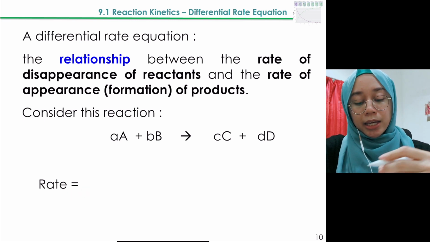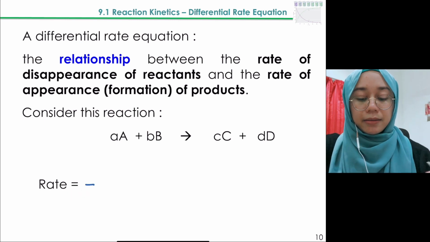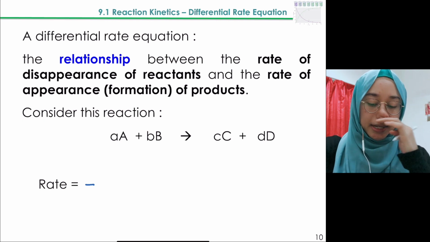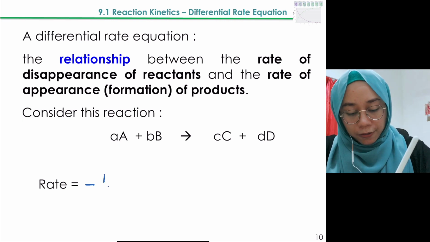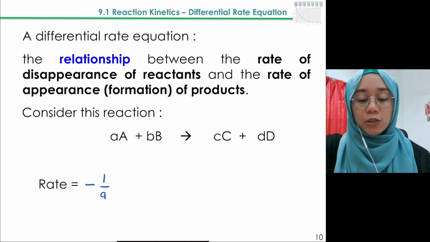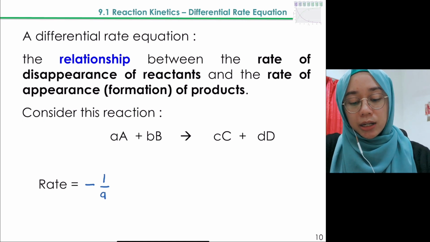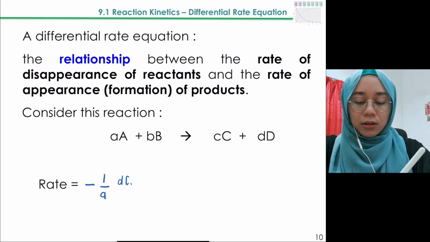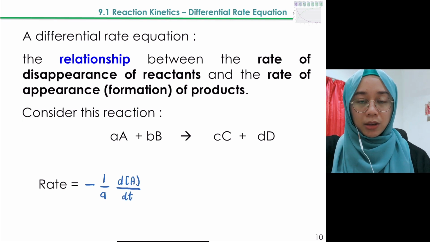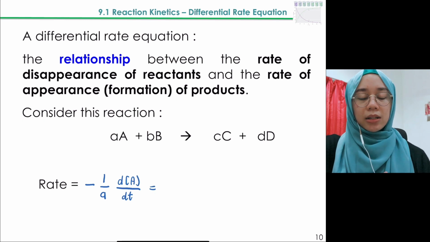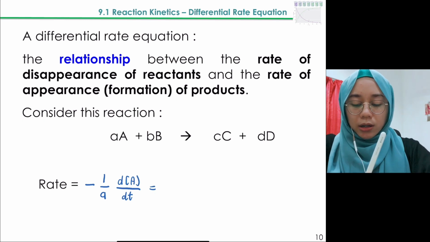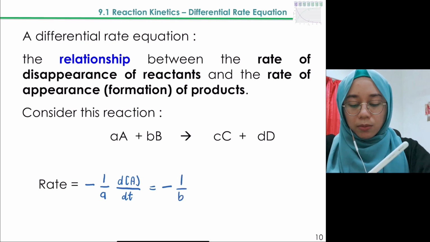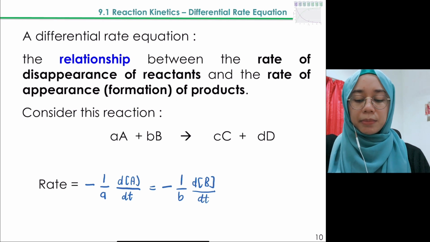Okay, lepas tu kita ada A kan, so kena ada negative sign. So kita nak buat untuk A dahulu, kena ada negative sign. Lepas tu it has to be 1 over A. Okay, so 1 over A tu adalah datang daripada kita punya coefficient ni. Okay, and then baru kita tulis yang change in concentration of A over dt. Okay, equals to negative untuk 1 over B pula concentration of kita punya B over time.